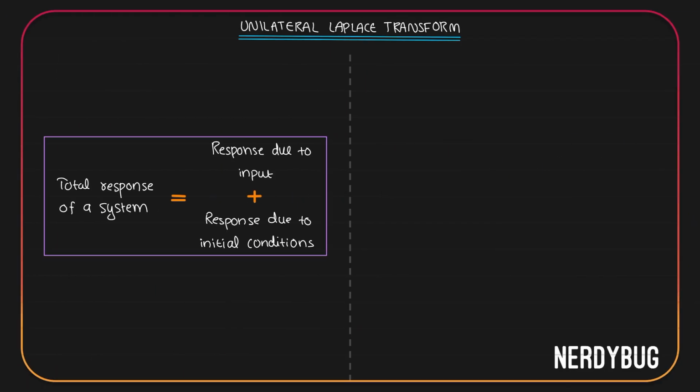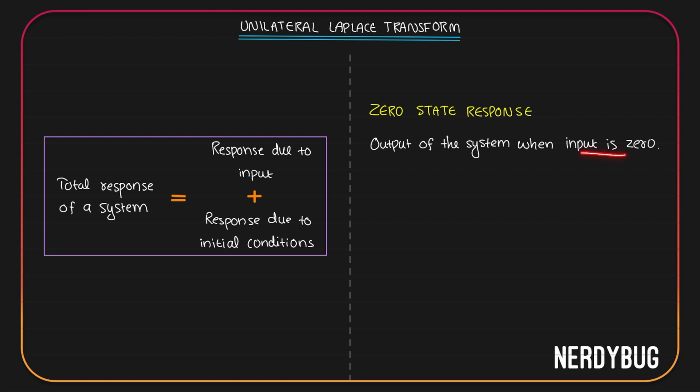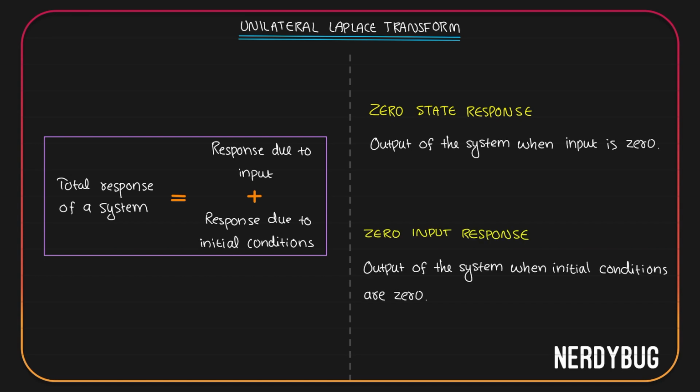Since we are also taking the initial condition into consideration, we can take the total response of a system to be the sum of response due to the input and response due to the initial conditions. The output of the system when the input is 0, that is the output due to only the initial conditions, is called zero state response. Similarly, the output of the system when the initial conditions are considered 0 is called zero input response. This is the response of the system only due to the input.